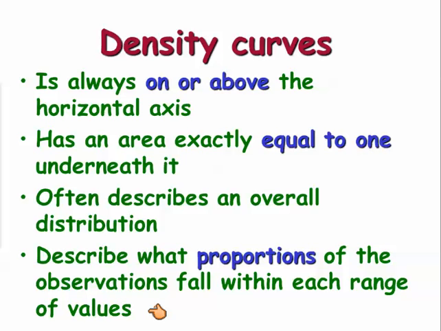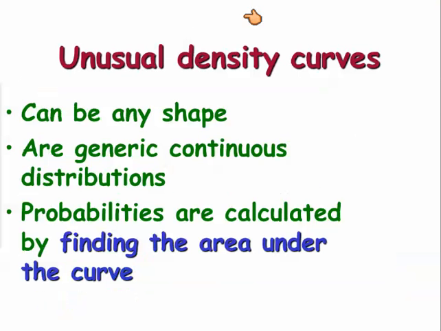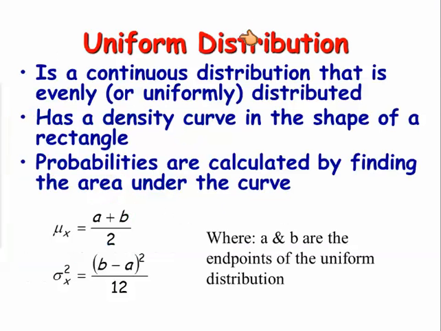Our normal distribution curve, right? That normal distribution curve, we have that table that tells us what area falls under it for different values under that normal distribution curve. You can go back to that table. That table will help us in this situation. Okay, what are some unusual density curves? They can be of any shape. They're generally generic continuous distributions. The probabilities are calculated by finding the area underneath the curve. Okay, so it's not like it's hard to do.